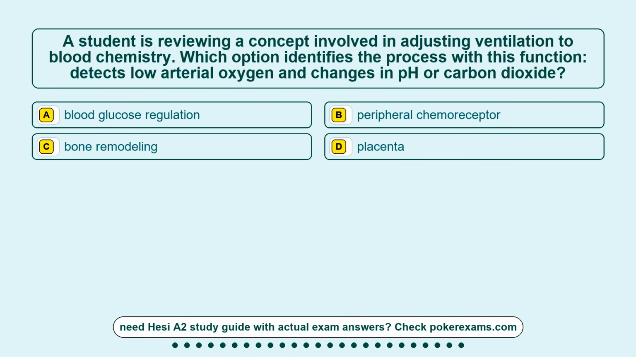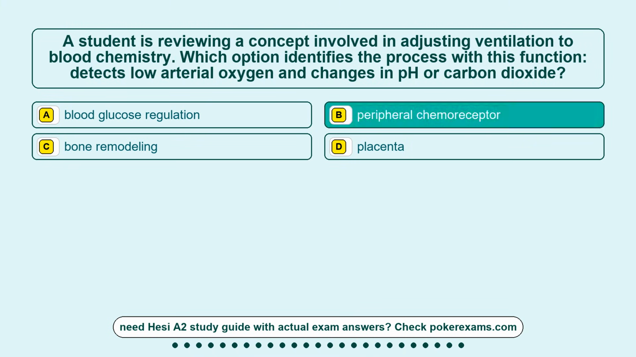Question 17. A student is reviewing a concept involved in adjusting ventilation to blood chemistry. Which option identifies the process with this function, detects low arterial oxygen and changes in pH or carbon dioxide? Option A, blood glucose regulation. Option B, peripheral chemoreceptor. Option C, bone remodeling. Option D, placenta. The correct answer is option B, peripheral chemoreceptor.